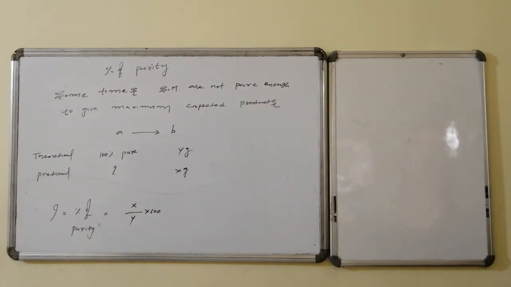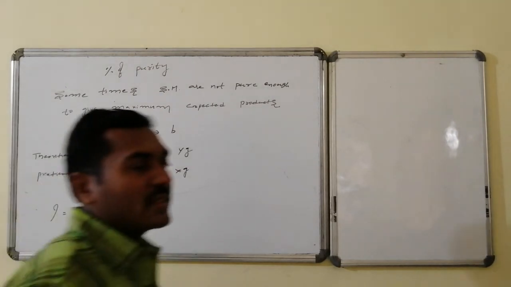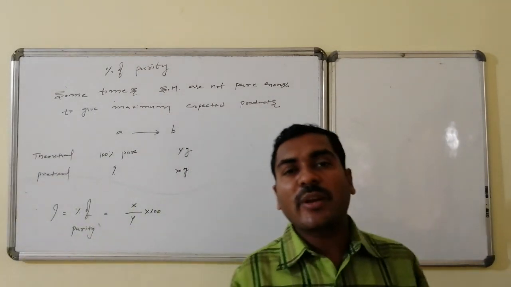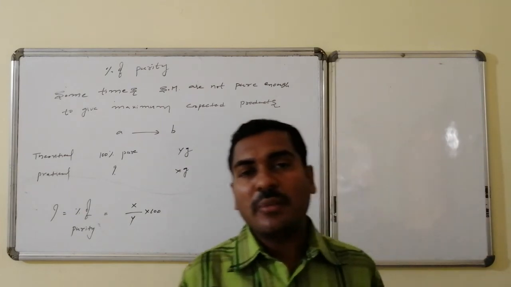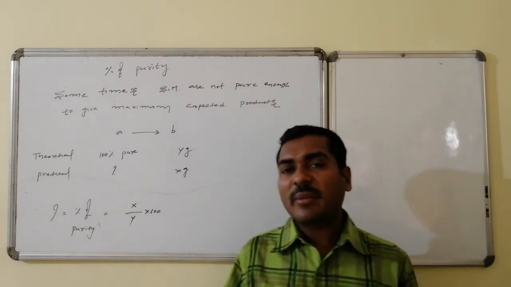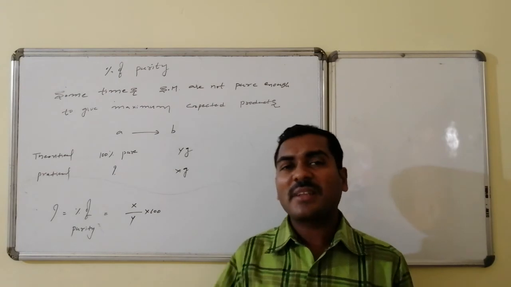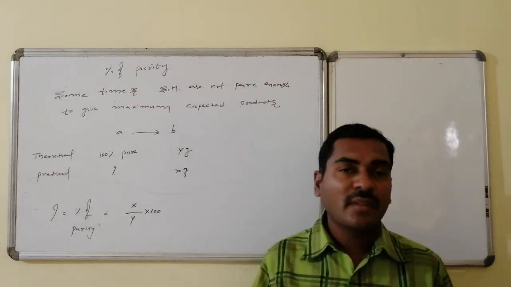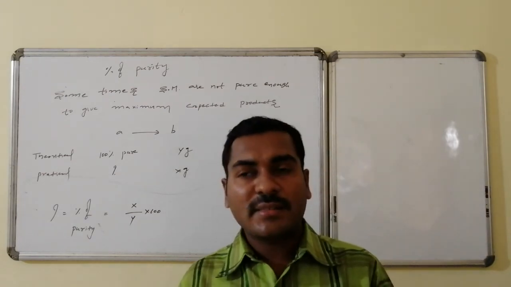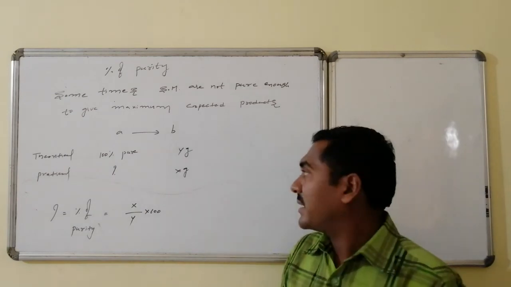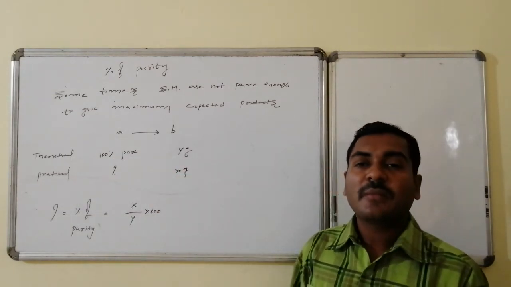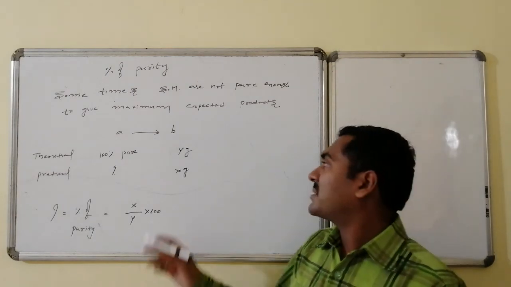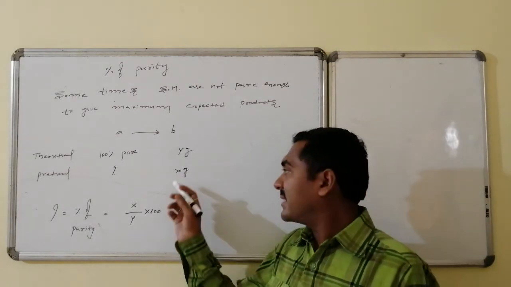Percentage of purity. Sometimes what happens is, starting materials are not pure enough to produce the expected maximum amount of the compound. Let us consider a chemical reaction to understand this. A simplest reaction, A gives B. For a certain amount of A, if it is 100% pure, then it should produce some Y grams. But here, instead of producing Y grams, it is producing X grams, where X is lesser than Y.